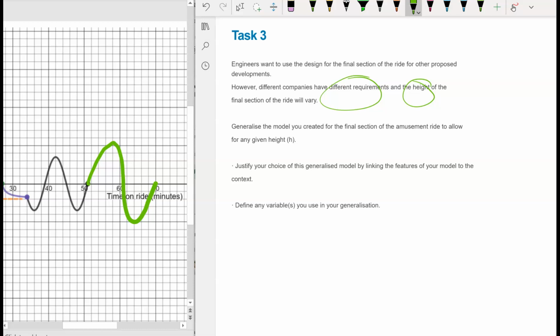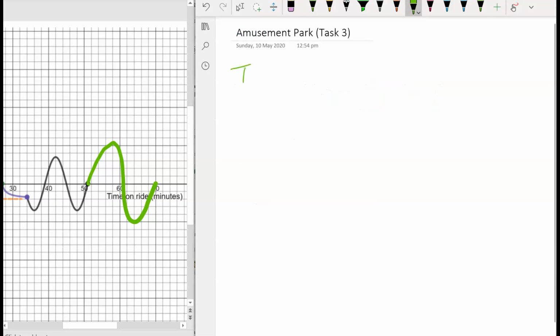So what I'm going to do is pause the video. We're going to link back to our other one, and we're going to get into this question. Okay, we're unpaused, and we are now looking at task 3, which is to do with the generalization.